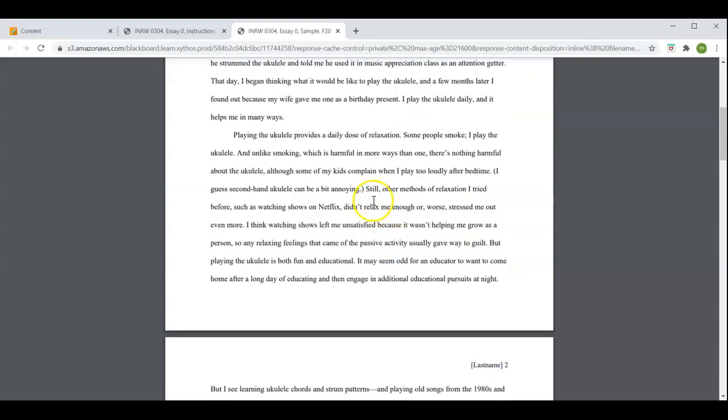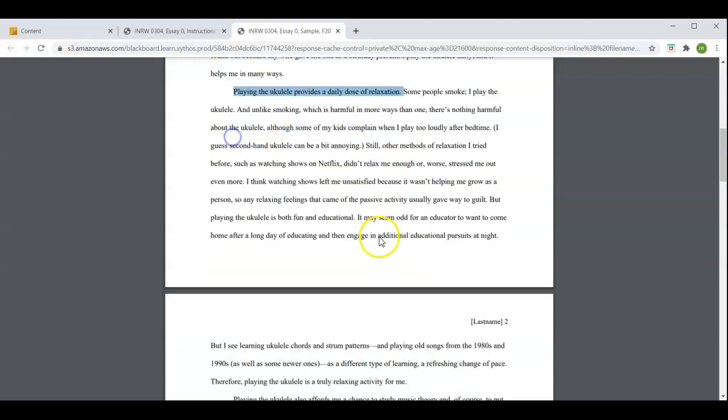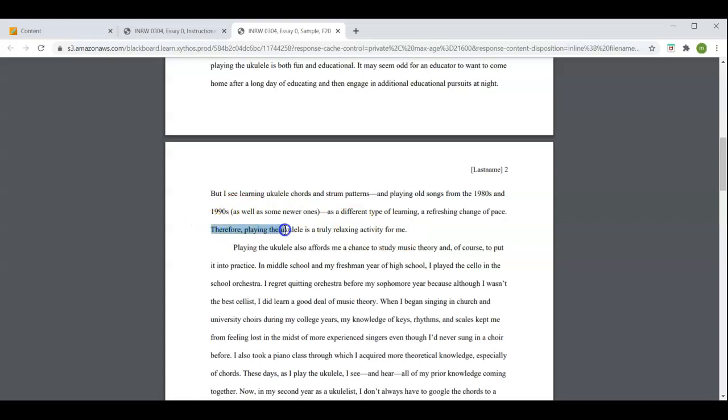That's it. There were 8 sentences. That's fine, right? Because it could be 6 or more sentences in the detail section. I didn't count this one. And I didn't count this other one. Therefore, playing the ukulele is truly a relaxing activity for me, right?